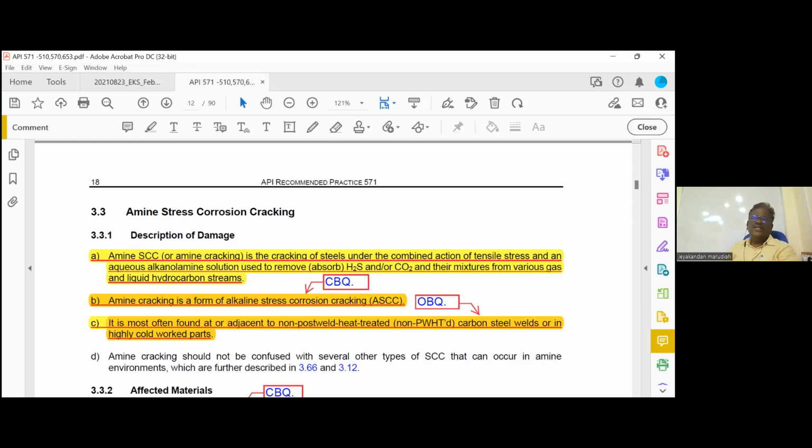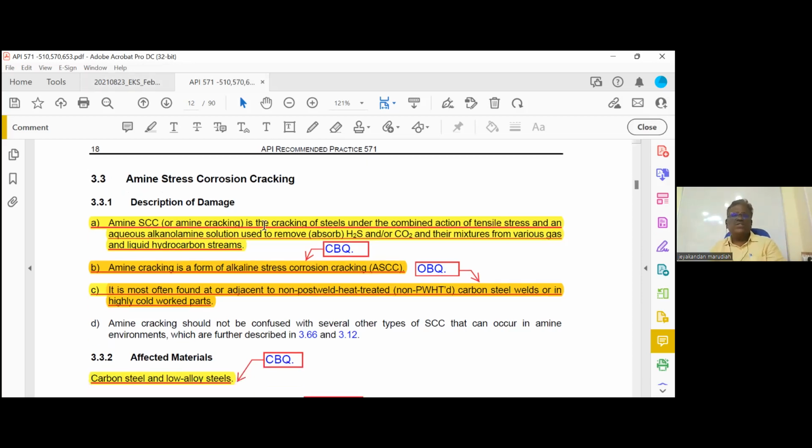Generally, which material will it affect? It will affect carbon steel and low alloy steel. It is not a problem with stainless steel. And the cracks, I already told you how they will appear. Please note, amine stress corrosion cracking is the cracking of steels under the combined action of tensile stress and aqueous alkaline solution used to remove and absorb H2S and/or CO2 and their mixture from various gas and liquid hydrocarbon streams. That line is important. Amine cracking is a form of alkaline stress corrosion cracking. That is important. Closed book question.